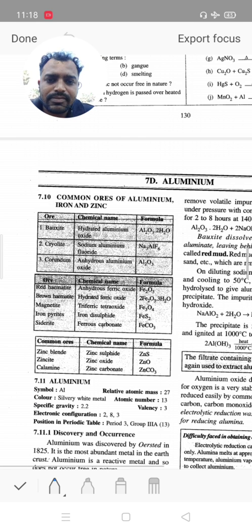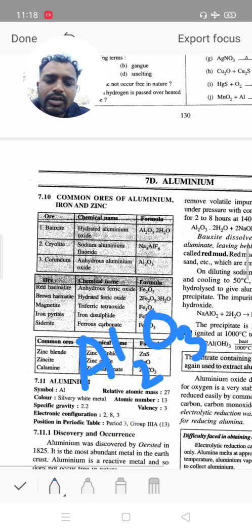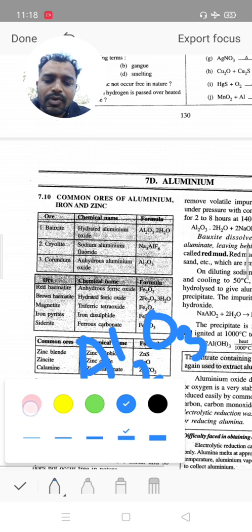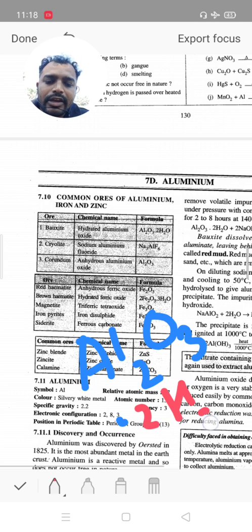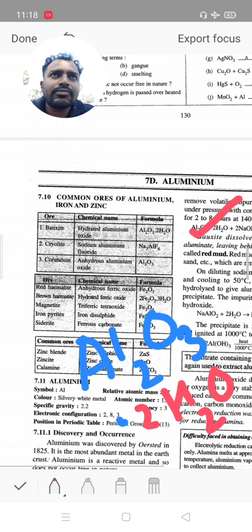Important ores of aluminium. First one is bauxite and its formula is Al2O3·2H2O. Aluminium oxide dihydrate. It is the first important ore of aluminium.